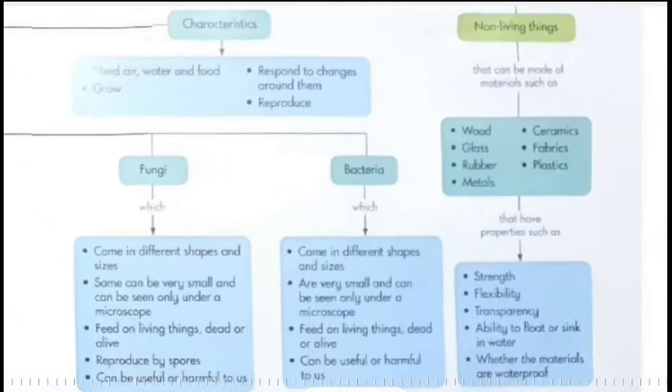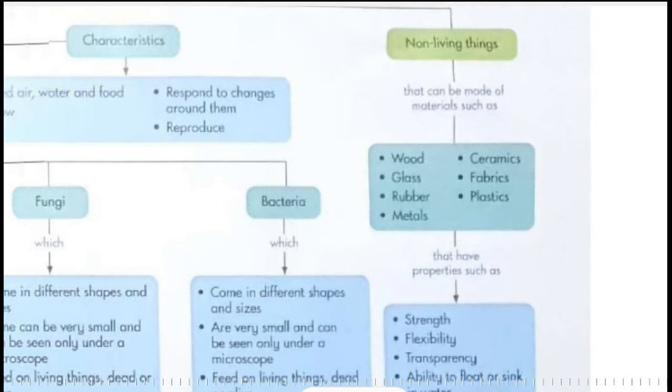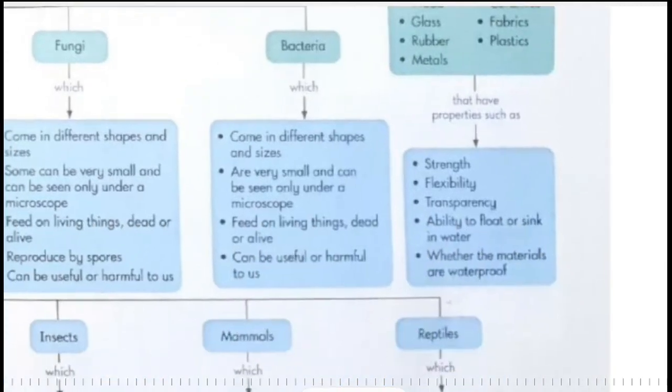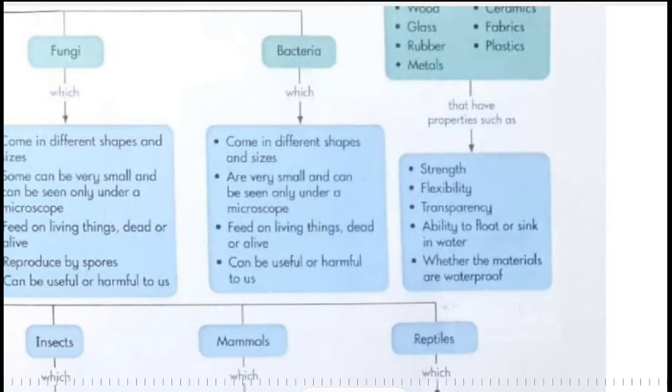Let's talk about non-living things. Non-living things can be made of some materials such as wood, glass, rubber. For example, pencil, eraser, book, or phone. They have properties such as strength, flexibility, transparency, ability to float or sink in water. Waterproof materials are waterproof.